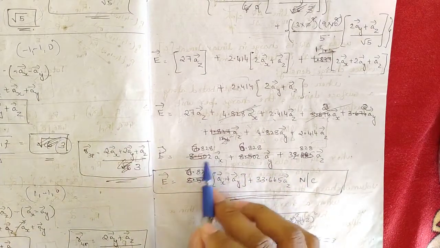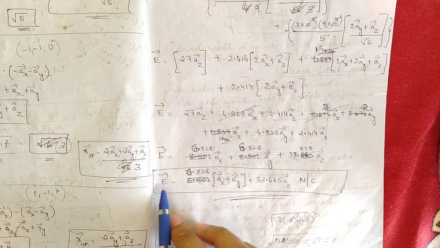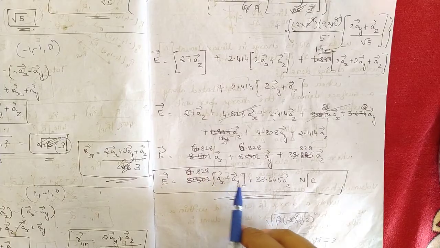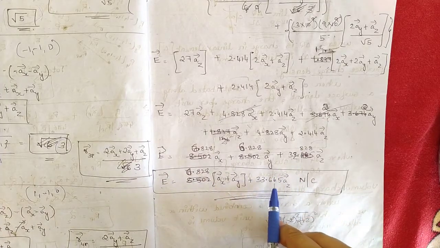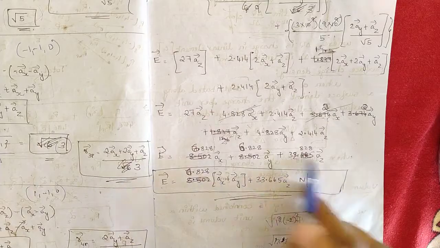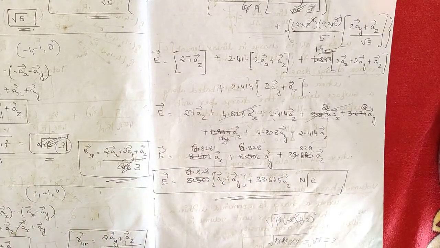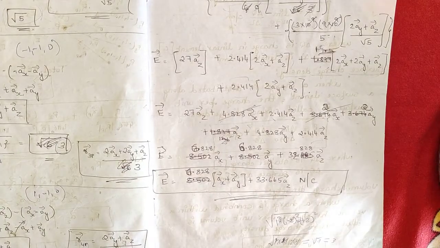So our final answer is this here. Electric field intensity E is, 6.828 is common here, so take it outside, 6.828 times (Ax plus Ay) plus 33.665 Az Newton per Coulomb. Okay, so this is our final answer. Hope you understood this problem very carefully, and this was about electric field intensity and how it is calculated for a single point charge and due to several point charges. Everything I've discussed. One problem from this they would be asking for sure, for internals as well as from the final exam point of view.